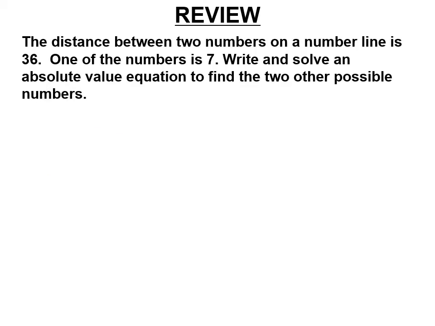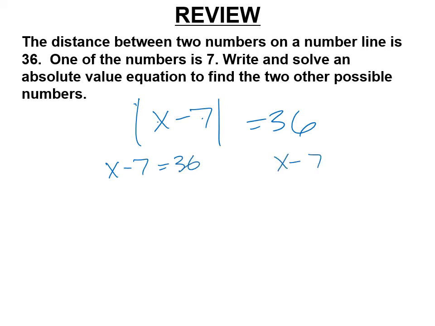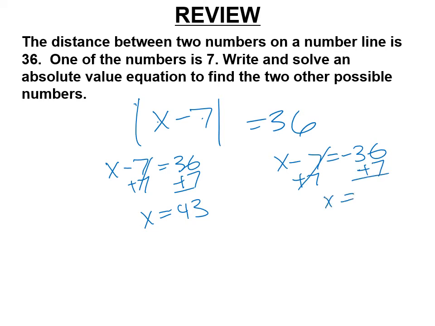All right, we did these distance numbers. The distance between two numbers on a number line is 36. One of the numbers is 7. We don't know the other number, so the number minus 7, the absolute value of that, equals 36. That's the equation you're going to solve. You're going to solve it once for positive 36 and once for negative 36. You're going to add 7 to both sides. One number is 43. The other number is negative 29.